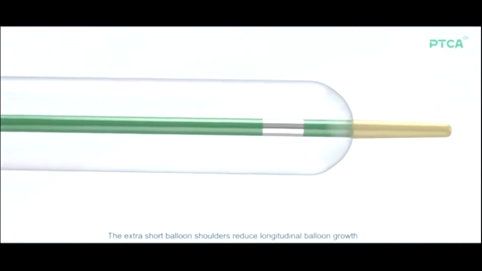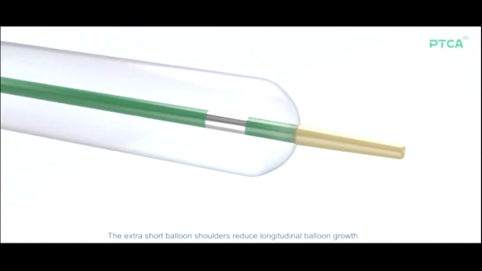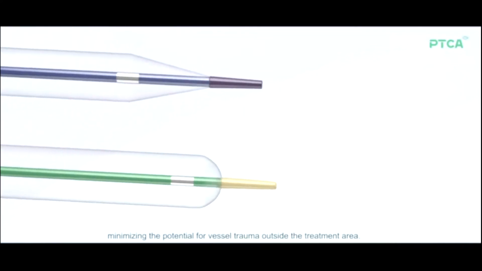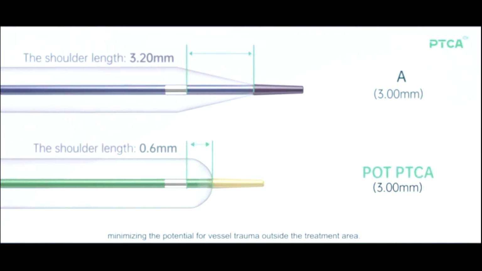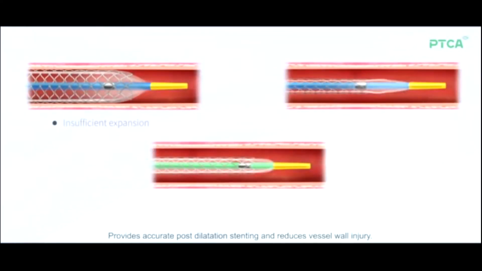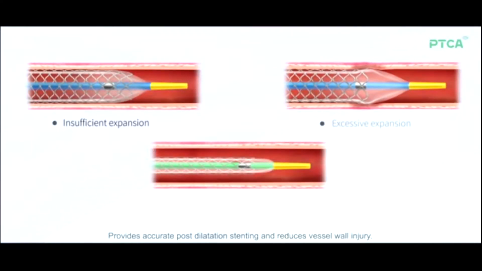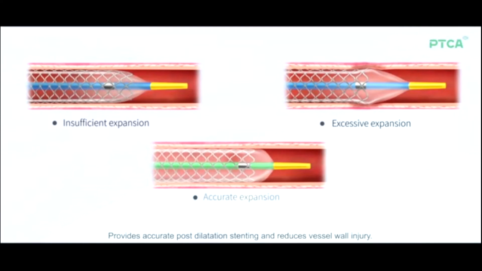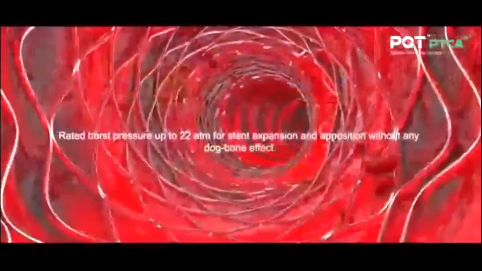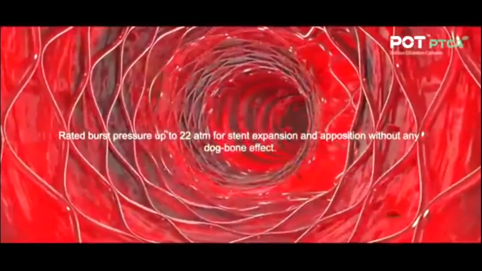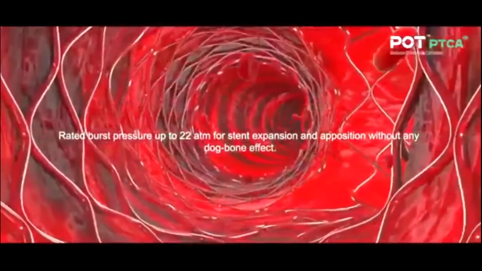The extra short balloon shoulders reduce longitudinal balloon growth, minimizing the potential for vessel trauma outside the treatment area. It provides accurate post-dilatation of stents and reduces vessel wall injury. Rated burst pressure is up to 22 atmospheres for stent expansion and apposition without any dog bone effect.